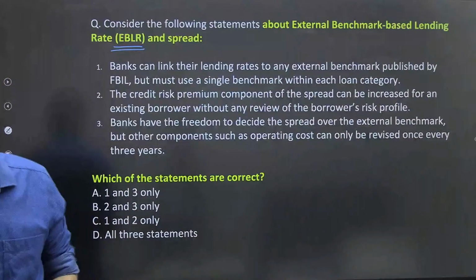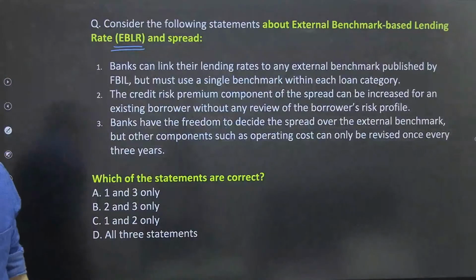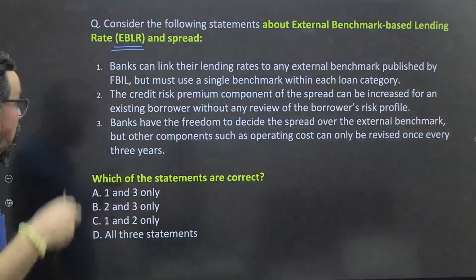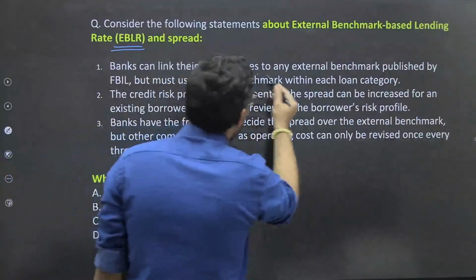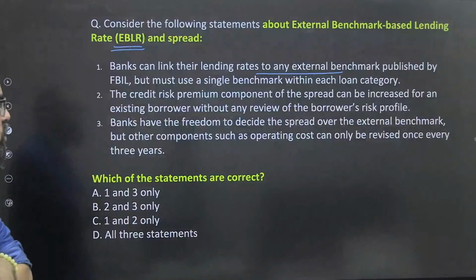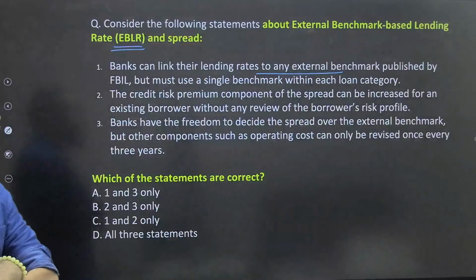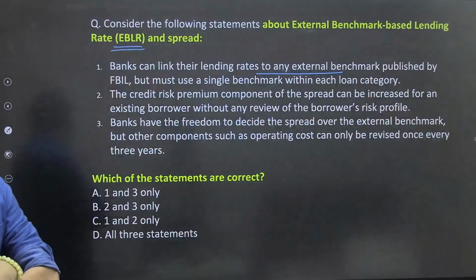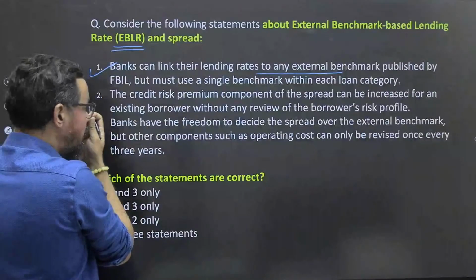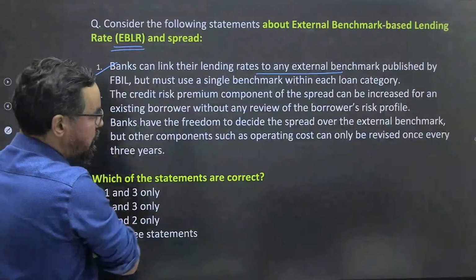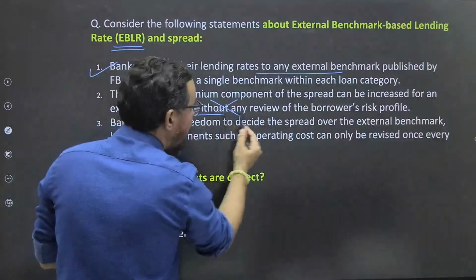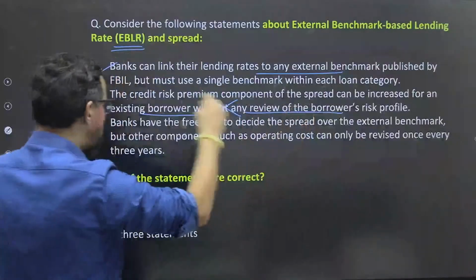correct statement. What will be your correct answer for this one? Okay, Rukmani ma'am is saying option B means 2 and 3. Okay, bank can link lending rate to any external benchmark published by FBIL, but must use a single benchmark within each loan category. This statement is right or wrong? This is right, ठीक है? The credit risk premium component of the spread can be increased for existing borrowers without any review of the borrower's risk profile. No, ठीक है?